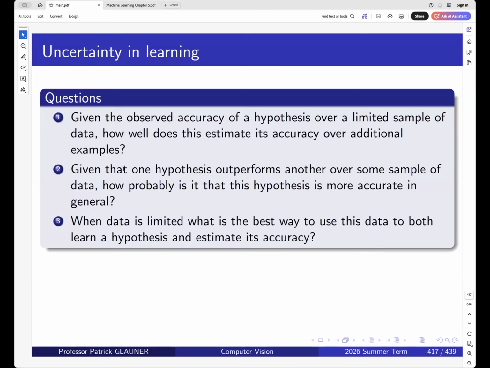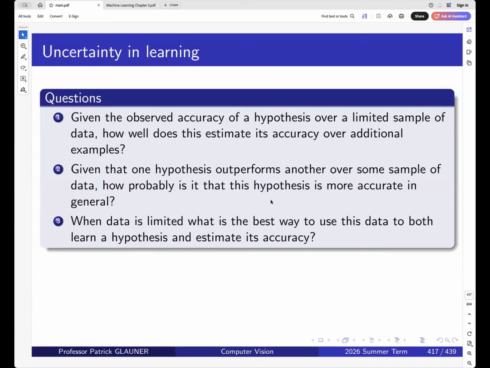We could also see that we train multiple models, and one model outperforms a different one on some sample of the data.